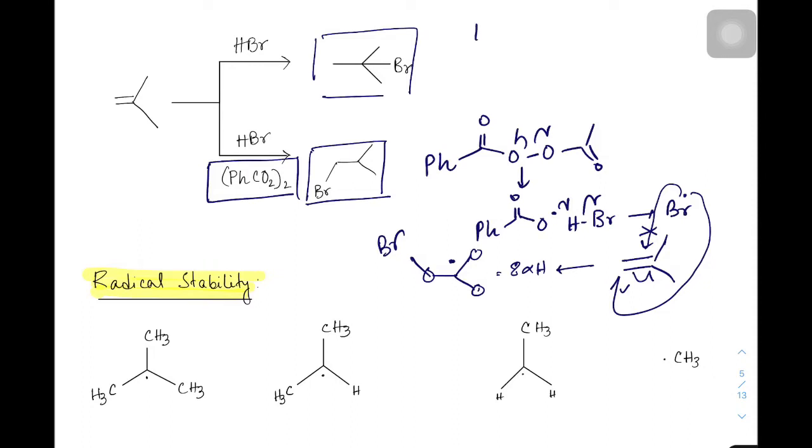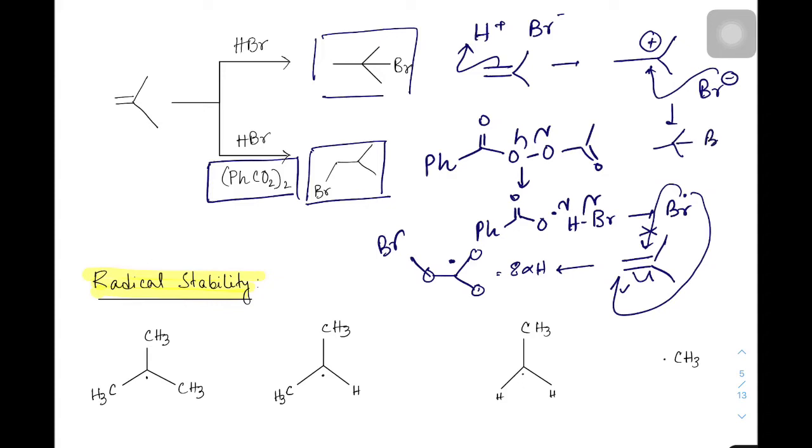But in the presence of H plus and Br minus, in this case the alkene will take the H plus and form this kind of intermediate, which is more stable. This positive ion is more stable, and the Br minus will attack this center and give this type of product. So it is a Markovnikov product. So there are two different mechanisms: one is the radical pathway and the other is the ionic pathway.